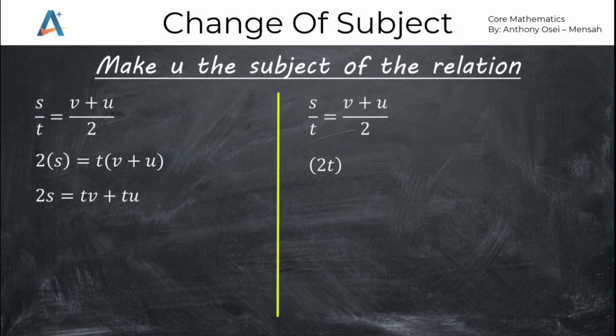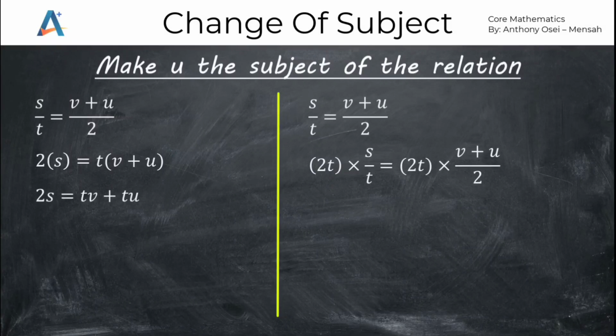Once the LCM becomes 2t from t times 2, I will use the LCM to multiply each of the terms in this particular relation, formula, or equation. So it will become 2t, which is the LCM, times s over t. The next one is we will then bring our equal sign. Since we multiply the LCM, which is 2t, by the first term, s over t, we will still multiply the LCM 2t by the next term. So it will become the LCM, which is 2t, multiplying v plus u all over 2.